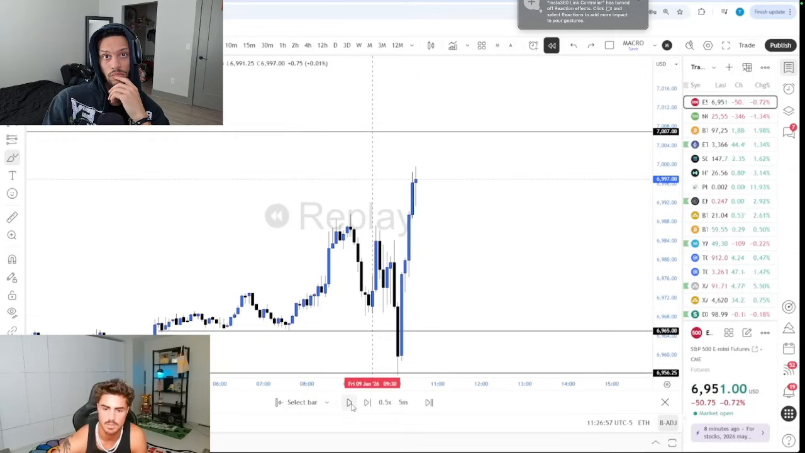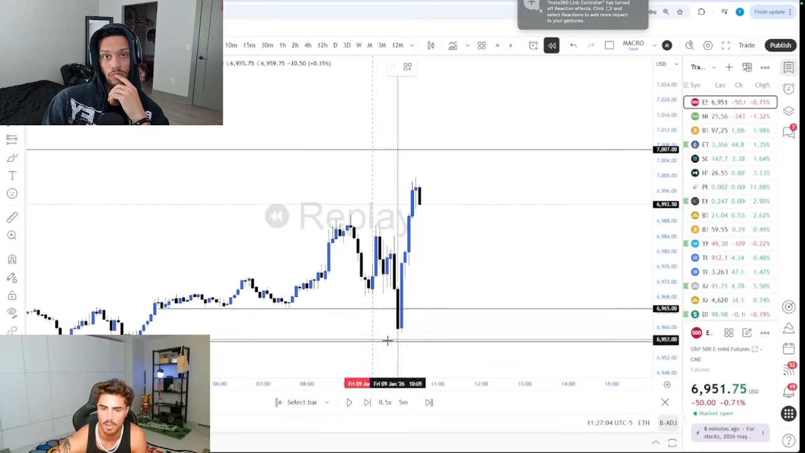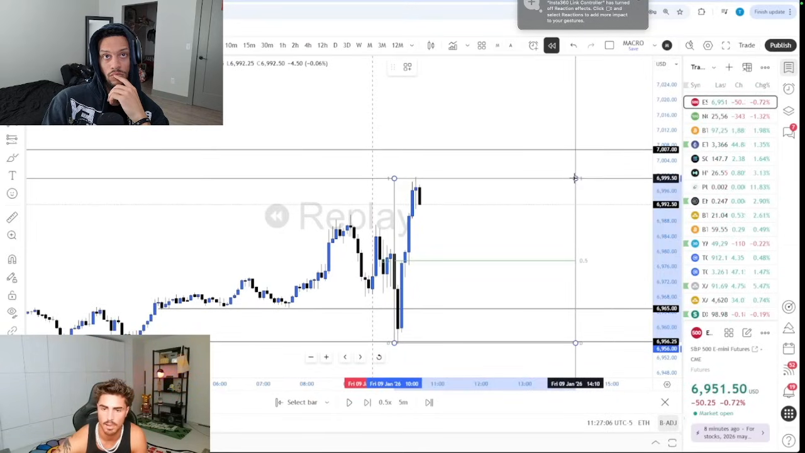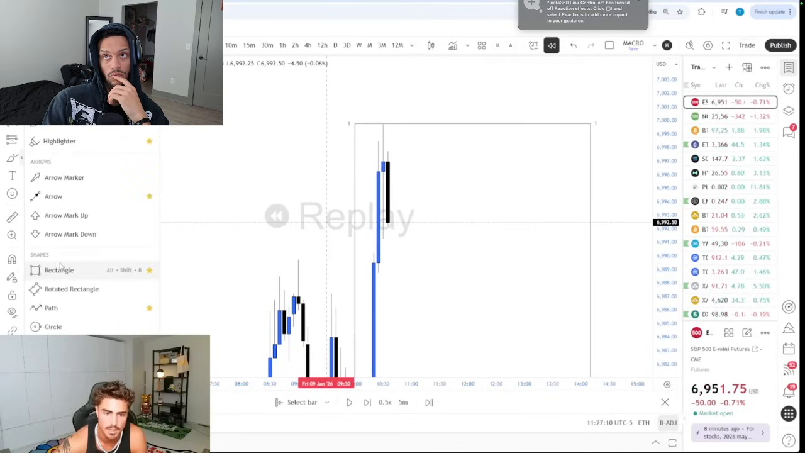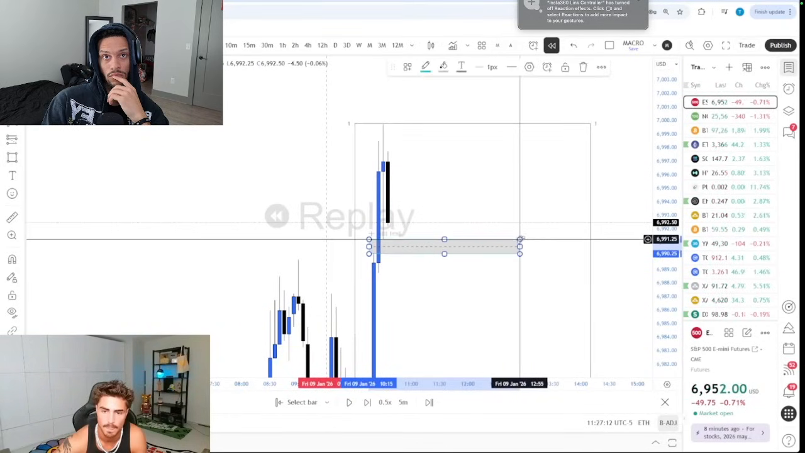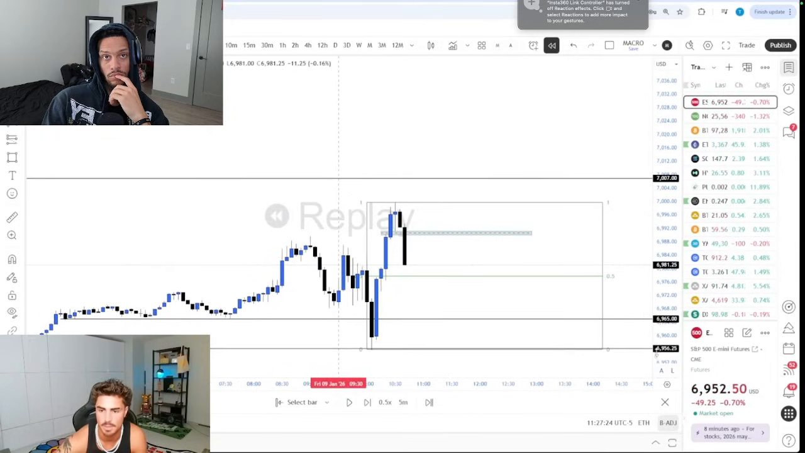Okay, so we get a little doji candle. Let's see if we get any sort of retracement into any of our confluences. We have a fair value gap right here. Boom, we get a big push down.